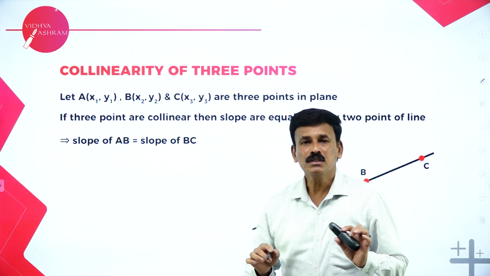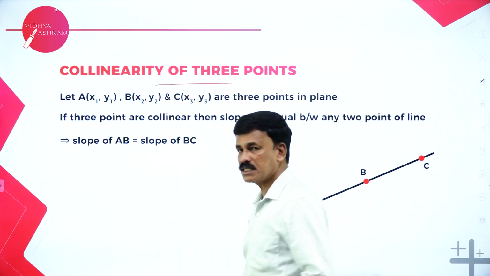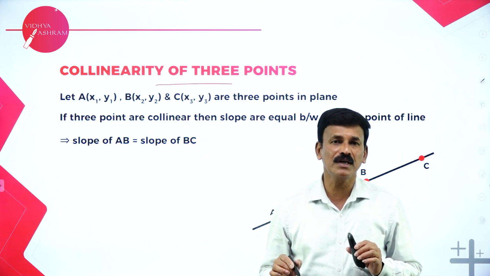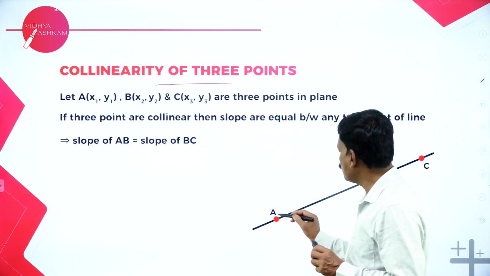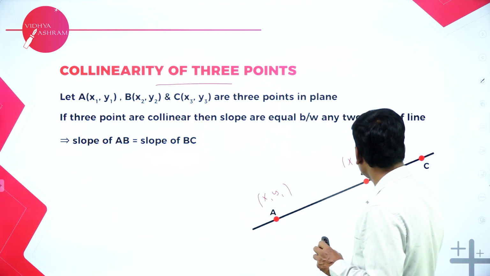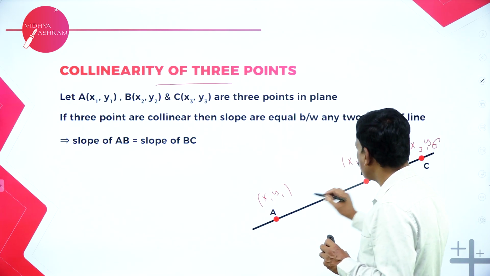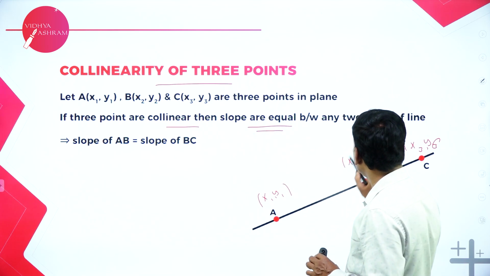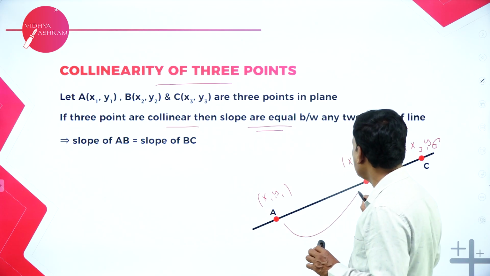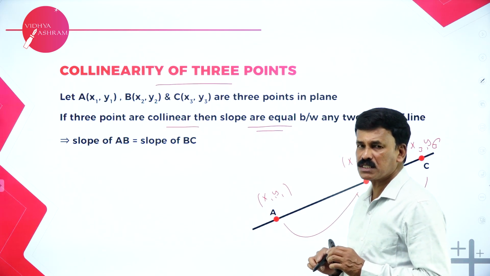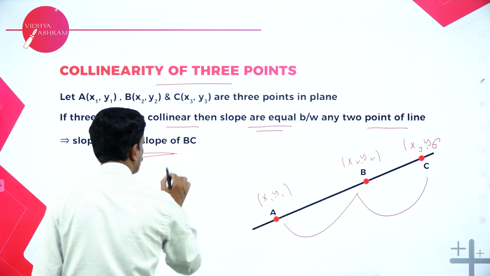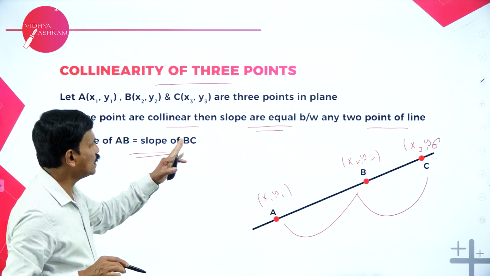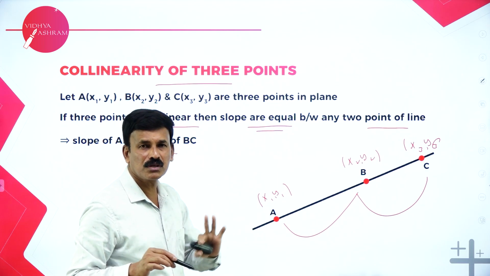Now, let us discuss collinearity of 3 points. Suppose we consider 3 points: A (x1, y1), B (x2, y2), and C (x3, y3). These 3 points are said to be collinear when the slopes are equal between any 2 points of the line. So the slope of AB is equal to the slope of BC. If the slope of AB and the slope of BC are equal, then the points A, B, C are said to be collinear.